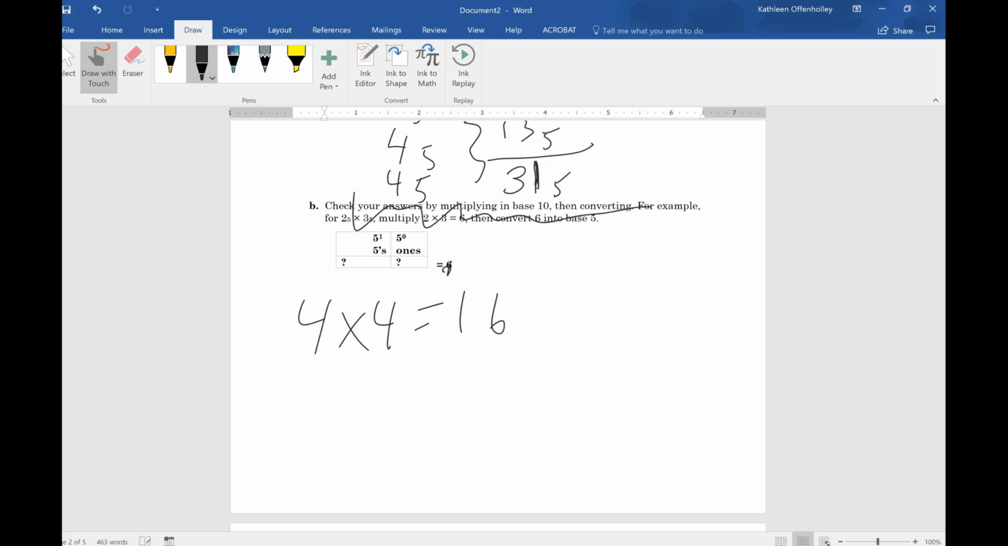So we want our answer to be 16. How many 5s are there in the number 16? And how many 1s left over? Let's see, the number 16 has 3 5s in it. That's 15. With 1 left over. That absolutely agrees with what we got by addition.